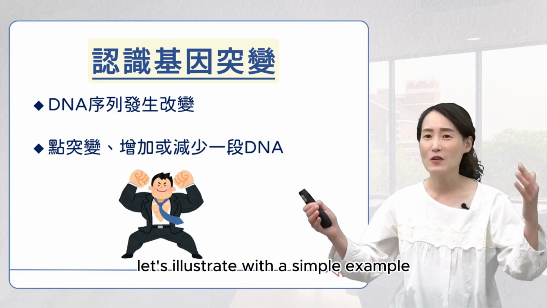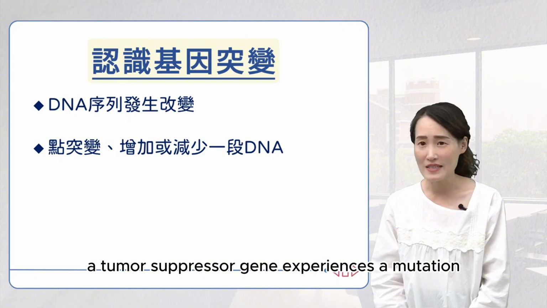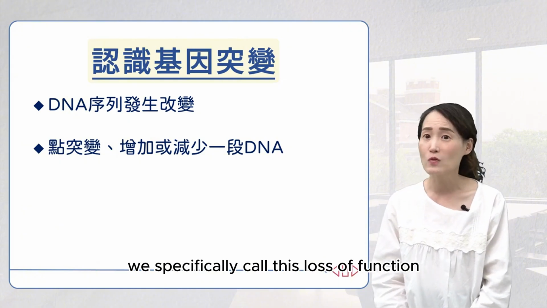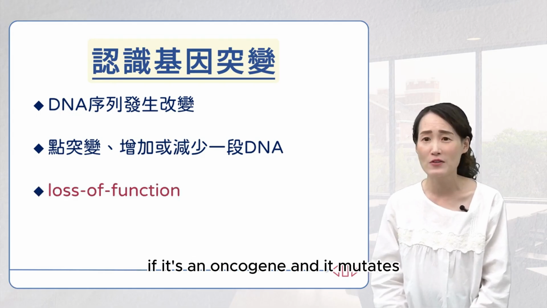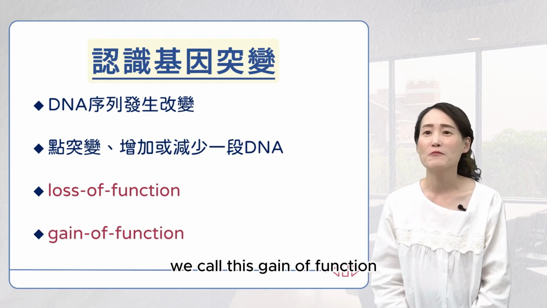It could enhance the function, or it could result in the loss of function. Let's illustrate with a simple example. For instance, a tumor suppressor gene experiences a mutation, then it loses its tumor suppressing function. We specifically call this loss of function. If it's an oncogene and it mutates, its cancer-causing function is enhanced. We call this gain of function.